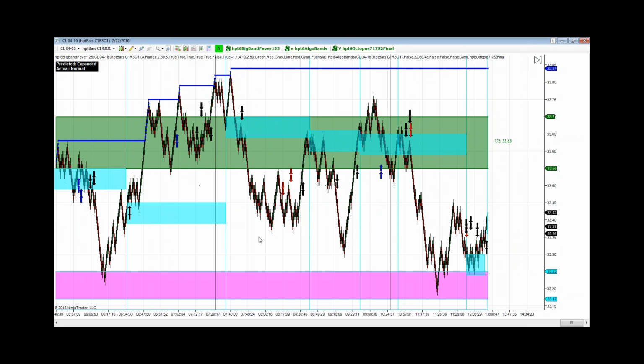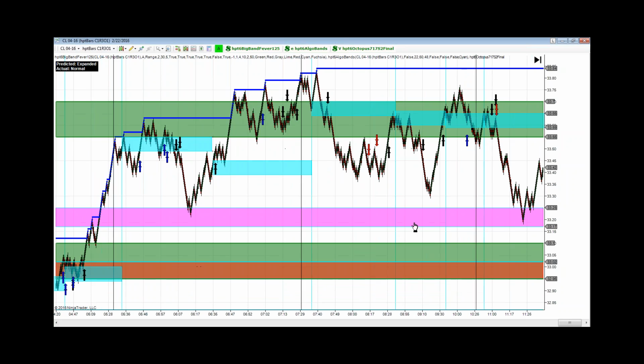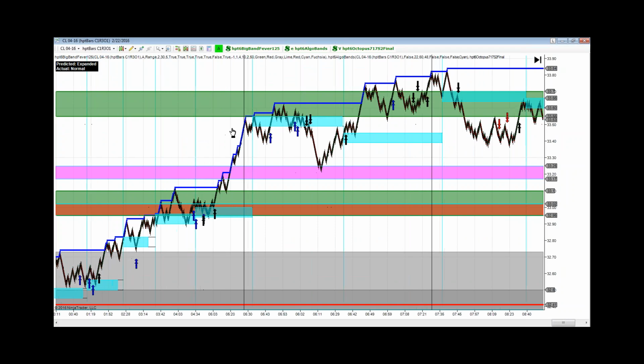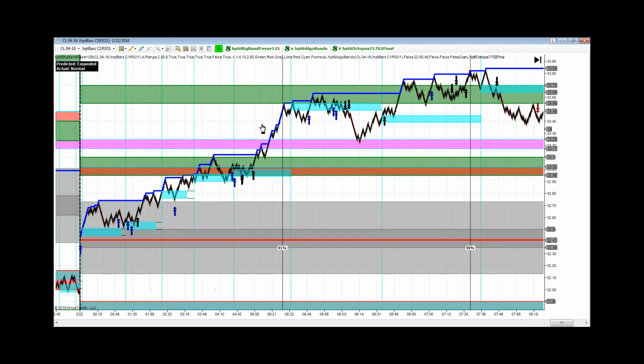So again, I think you can see just the killer combination here of having an indicator that enables you to determine when the institution's algorithms are kicking in, and then combining that with your timing entries.